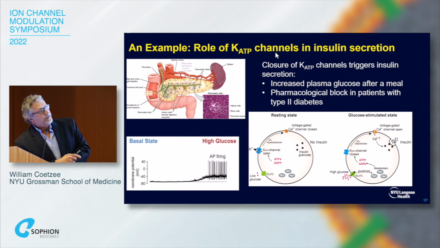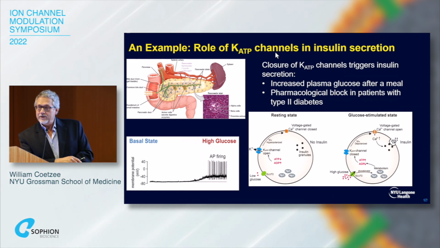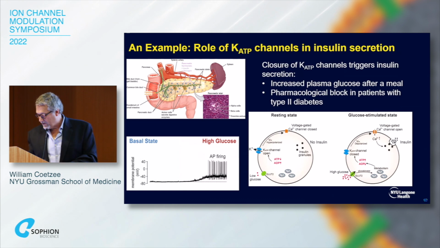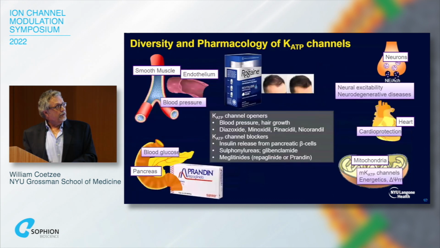in islets, under the basal state, these channels are open, and they set the resting potential to be fairly negative. When they get closed after lunch, like we just had, then the membrane potential depolarizes. The beta cell starts firing, and during this process the insulin vesicles are going to release the insulin. That's just one example of KATP channel function in our bodies.